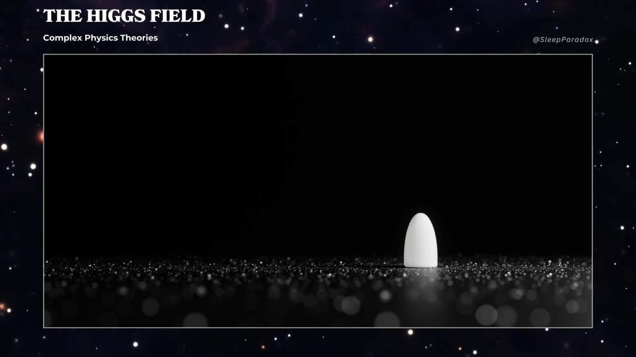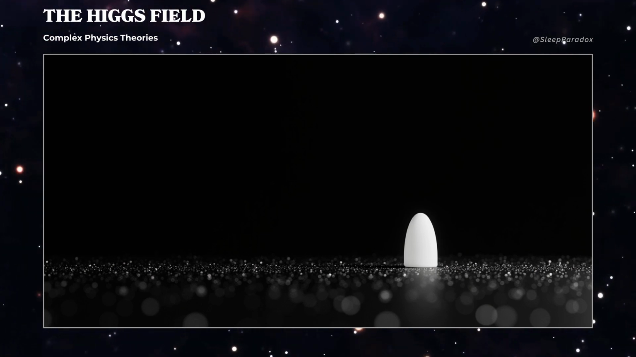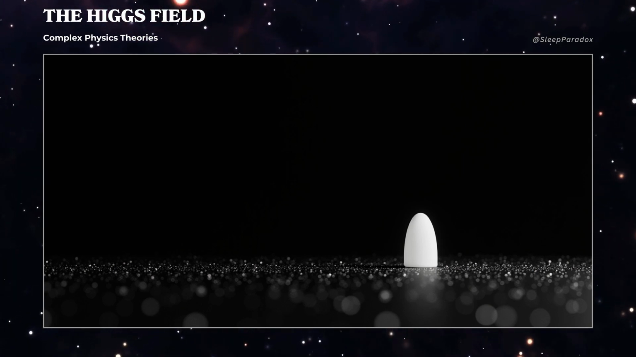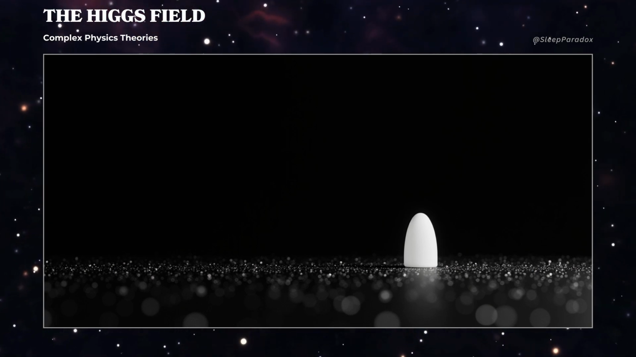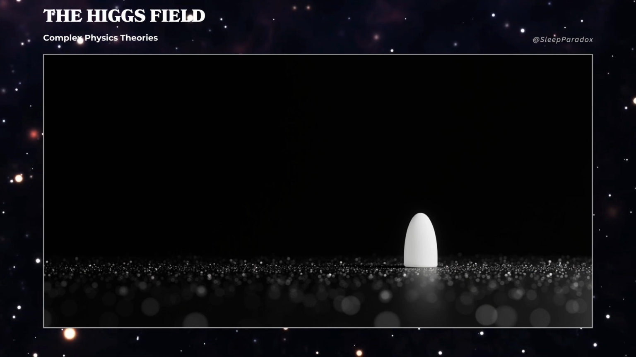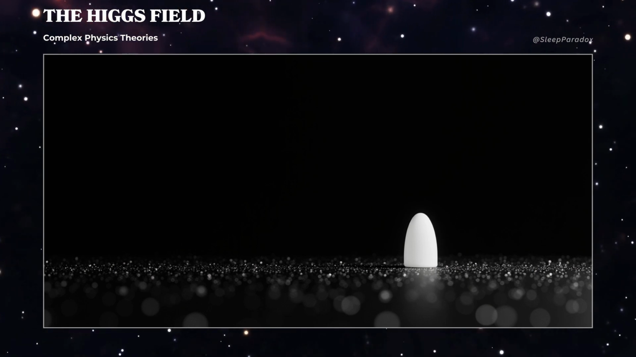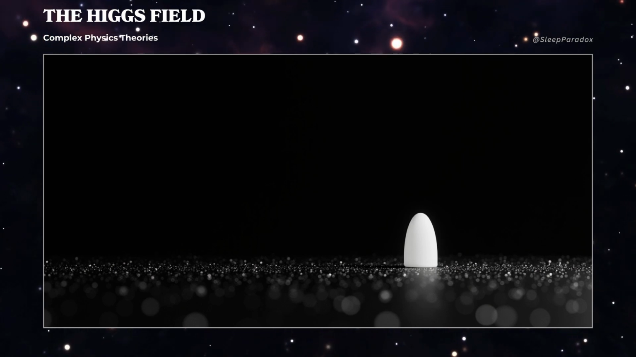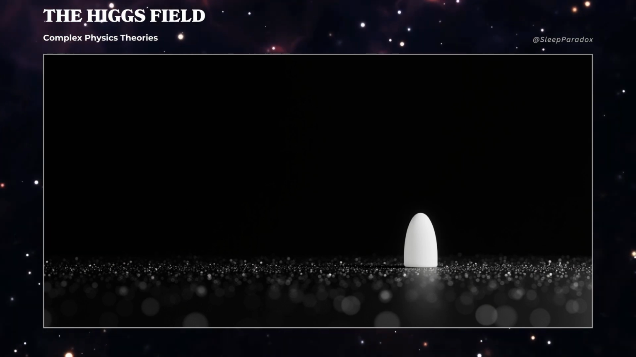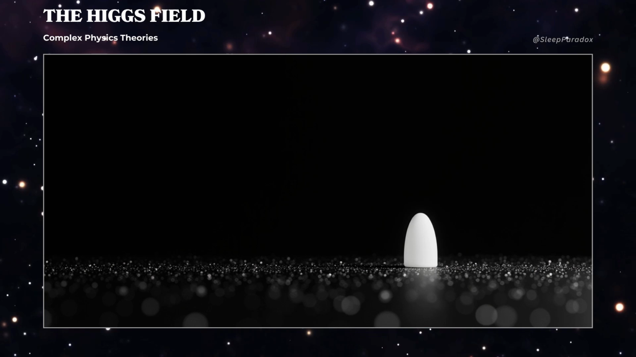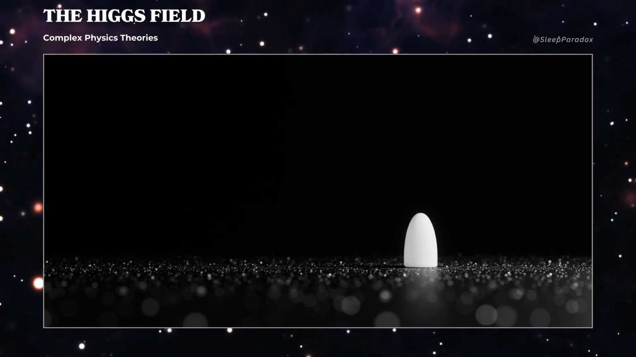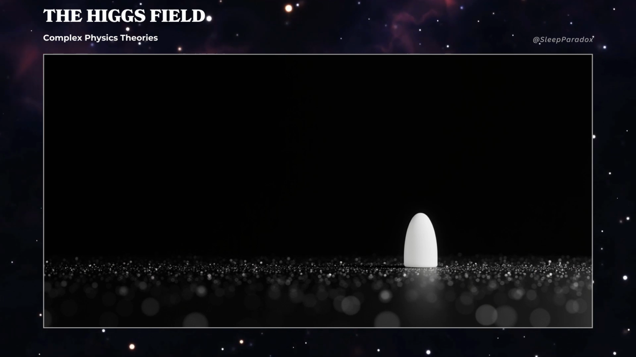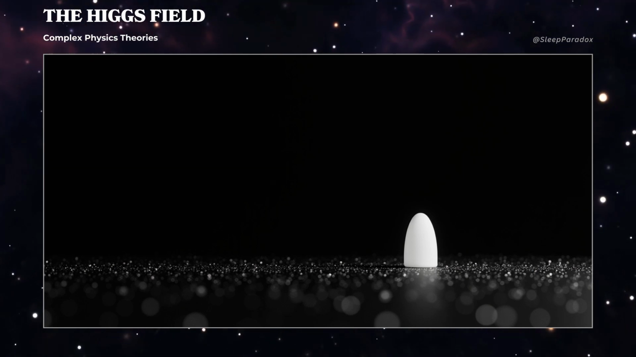The inclusion of the Higgs field resolved significant inconsistencies within this model, allowing for a more coherent understanding of how fundamental forces operate. Yet, mysteries remain. We know the Higgs boson exists because it has been observed, but many questions persist. Why does the Higgs field have the particular strength that it does? Why do some particles gain more mass than others? These are profound questions that continue to drive research in particle physics forward.